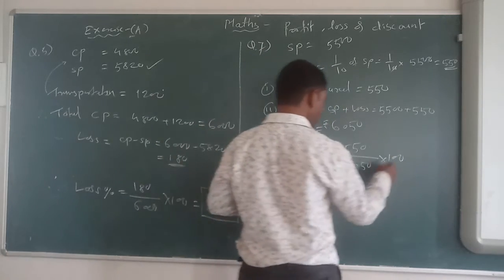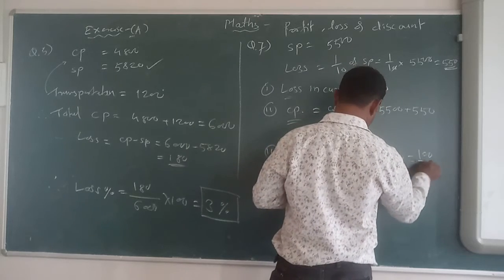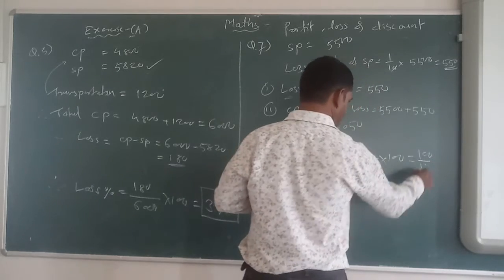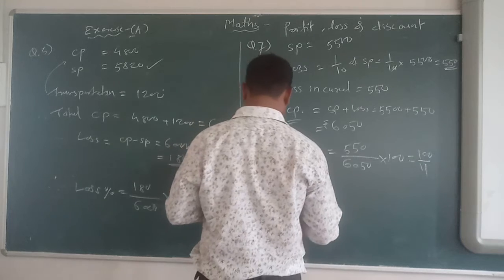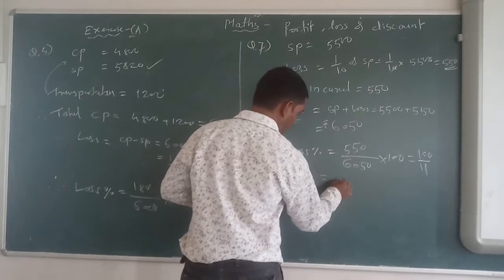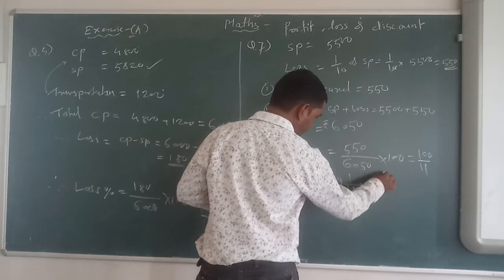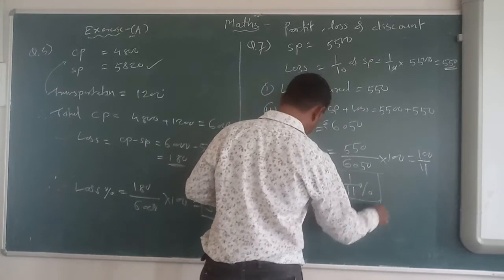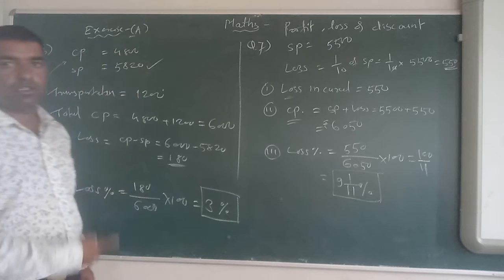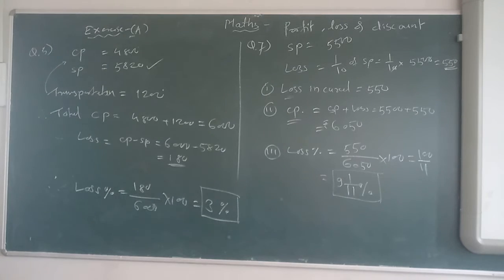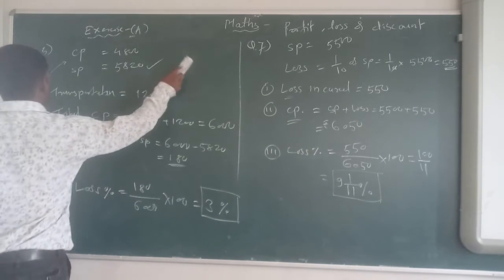Do this calculation. So it will be 100 upon 11, which means 9 integer 1 upon 11%. This is the loss percent. This much is the loss as a percent. Whenever you have to write it down, you can take a screenshot. Now after that we will see the next problem.